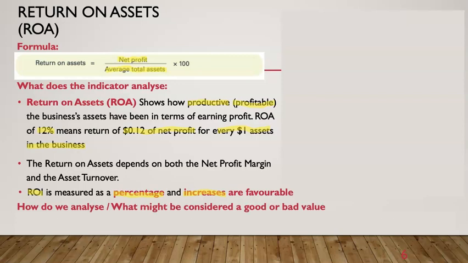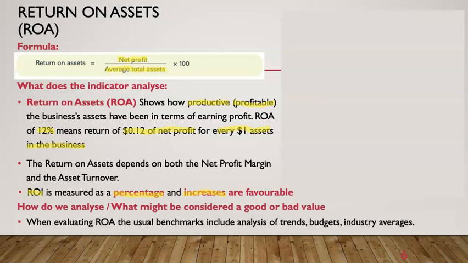How do we analyse it? We're going to look at trends, budgets, and industry averages is an important one here. Why? Because it's really hard to analyse across different industries, because different industries have a different amount of assets that they need to make profit. So how do we improve it?